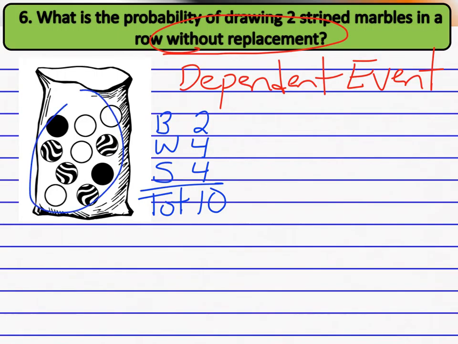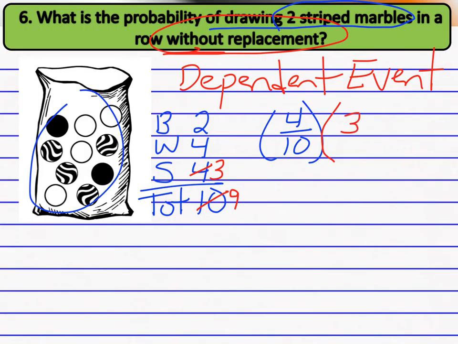Let's go ahead and find our probability. They want the probability of drawing 2 stripes. So we're looking at stripes. The first time I pull, there is a 4 out of 10 chance. The second time, I'm going to mark one of these stripes off, and mark it off my total also, because I'm not replacing it. My totals have changed now. It's not in the bag anymore. So with the second pull, it's the second stripe. There would only be 3 stripes left in the bag and a total of 9.